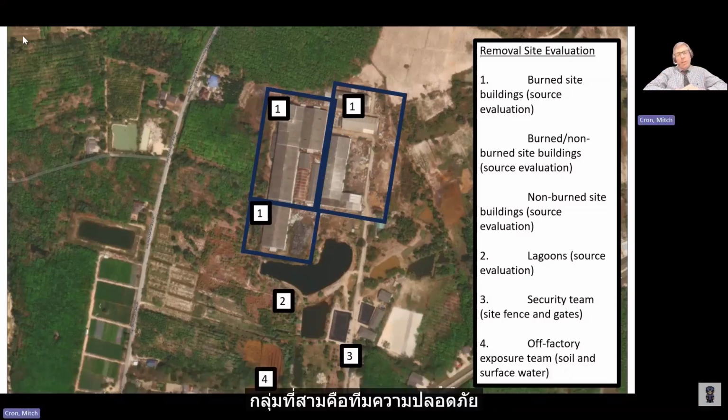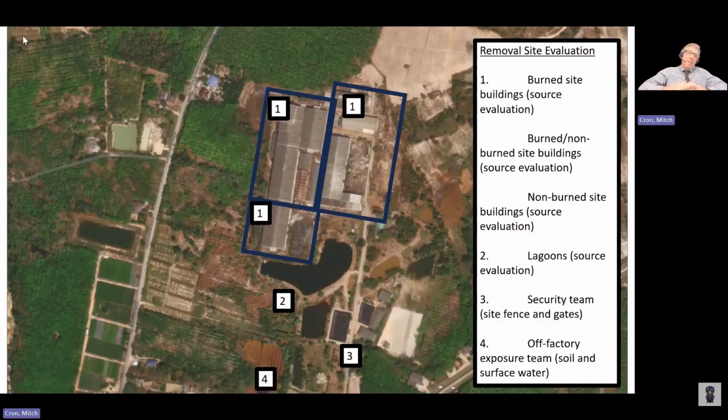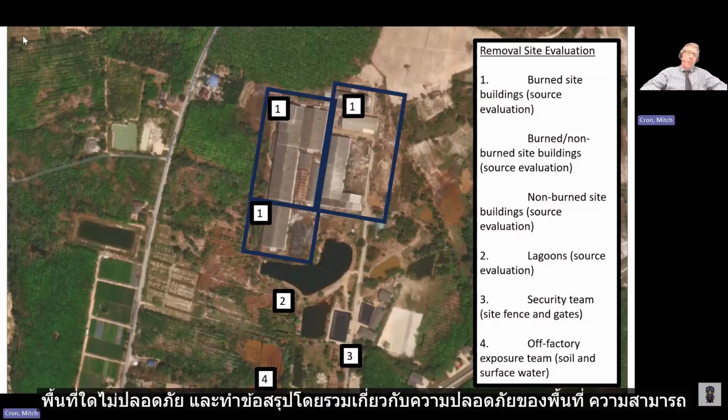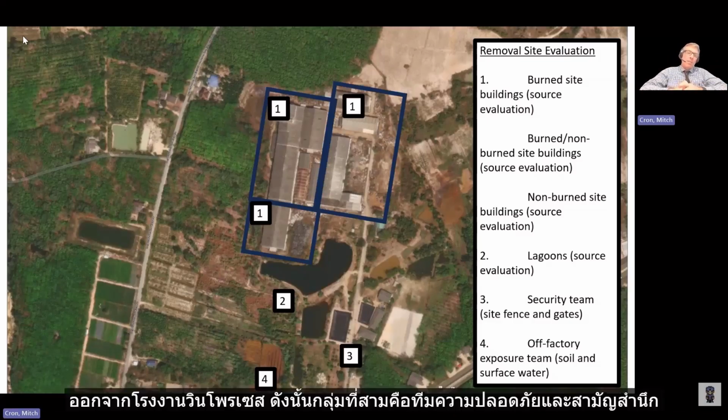Group number 3 is the security team. What I envisioned was the security team would analyze the boundary of Wind Process and would analyze what areas are secure, what areas are insecure, and make an overall conclusion on the security of the site, the ability of fences, gates, alarms if they exist, etc., to keep trespassers off of the Wind Process facility. So group 3 is the security team.